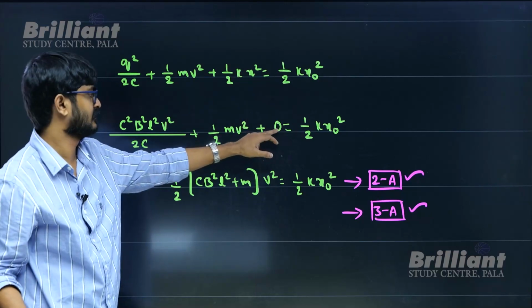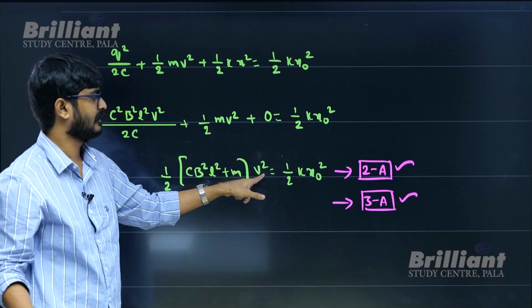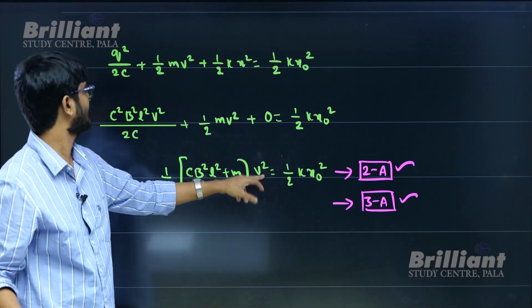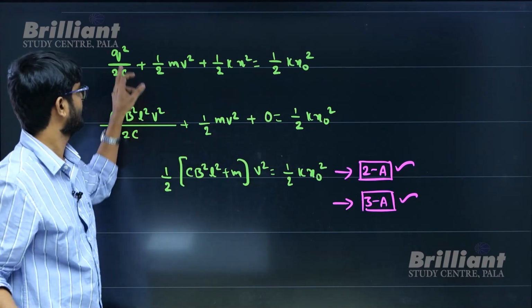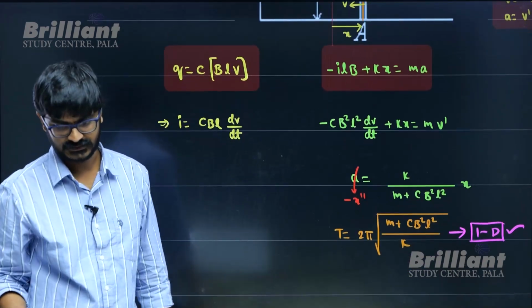This minimum is 0. So charge we have already found as a function of velocity. When you substitute, you will get the maximum velocity. Once you get the maximum velocity, you can substitute it back to get the maximum charge.